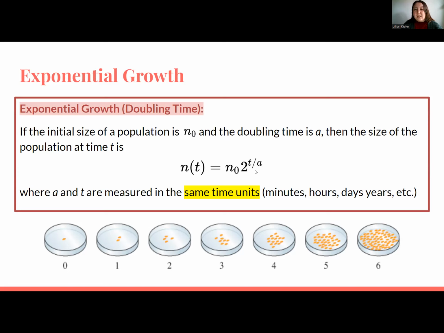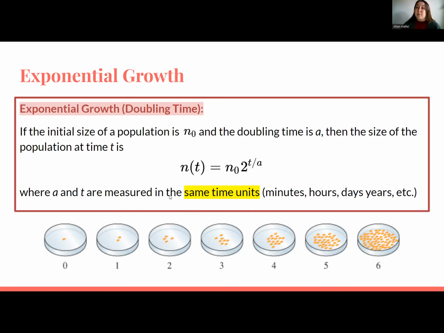The n naught is going to be the initial size of a population, or how much is in a population originally. And then it's going to double every so often, some amount of time, where the doubling time is the value of a. a and t are both measured in the same time units: minutes, hours, days, years, etc. So this is for doubling time.